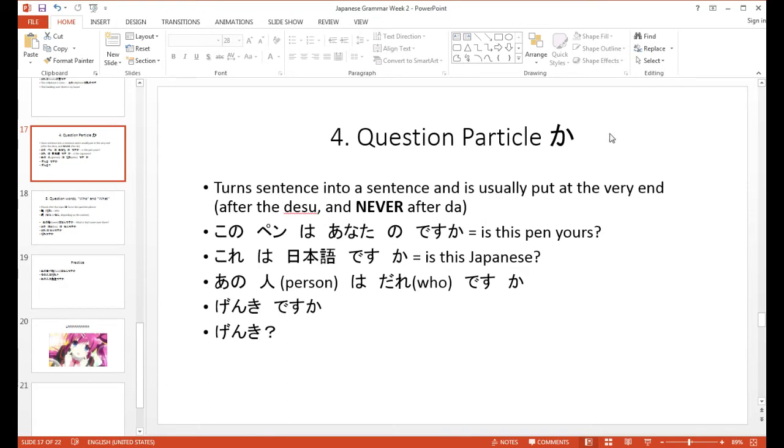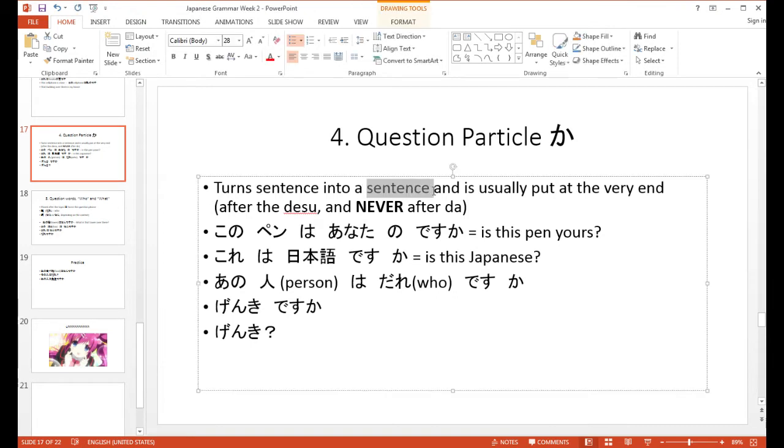Question particle ka. It's very easy. Turns a sentence into a what? Look at this. To a question. I don't even read my own slides. Turns a sentence into a question, and you will usually put it at the very end. Okay. Kono pen wa, this pen is the topic. Anata no desu ka, it's just asking, is this pen yours?